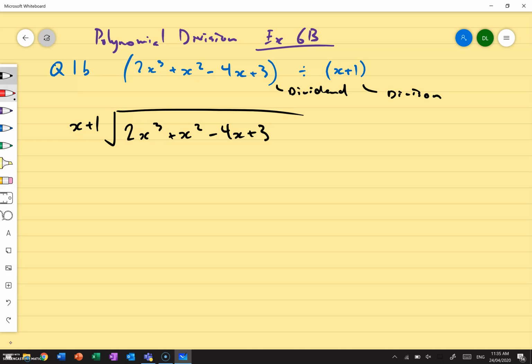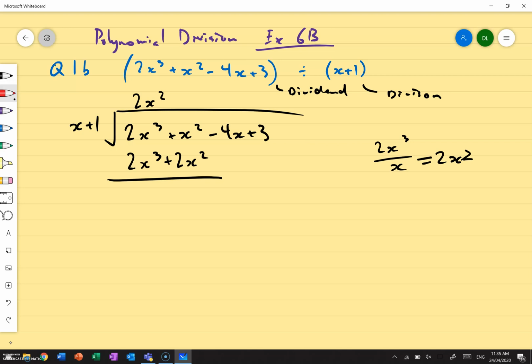Another way of going about that, I could say, well, what's 2x cubed divided by x? That will just give me 2x squared. So I actually need to multiply this by 2x squared. So 2x squared here. So x times 2x squared gives me 2x cubed. Now, what's 1 times 2x squared? That's plus 2x squared, and I take it away. So 2x cubed minus 2x cubed is 0, so I can just write 0. Now x squared minus 2x squared gives me negative x squared, and that's good.